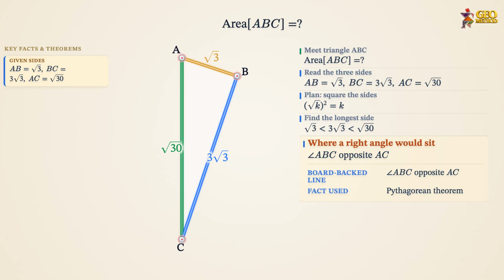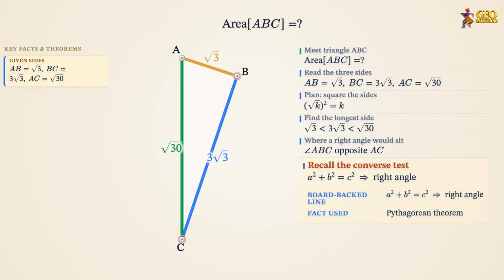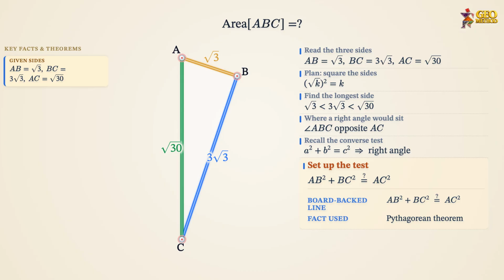So if this triangle hides a right angle, it must sit at B, with segment AB and segment BC as its two legs. The converse of the Pythagorean theorem tells us the triangle is right exactly when the squares of the two shorter sides add up to the square of the longest side. That is the test we will run. Write the test for our triangle. We ask whether segment AB squared plus segment BC squared equals segment AC squared.